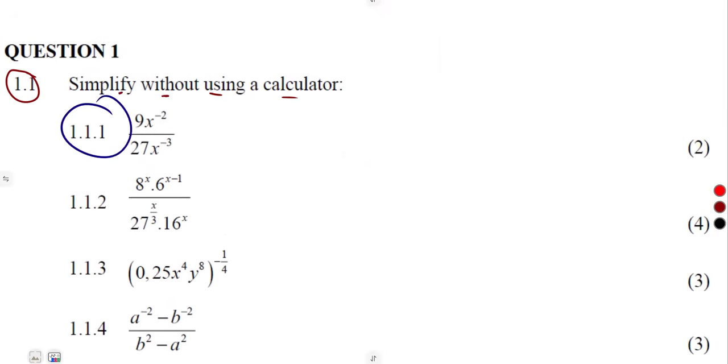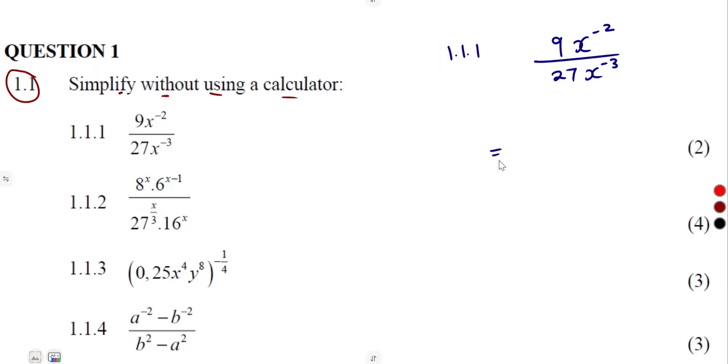The first one, that's 1.11, 9x to the exponent of minus 2 over 27x to the exponent of minus 3. Here we have division of exponents. As for the numbers, you can just look for the highest common factor between 9 and 27, which is 9. So divide by 9, that's a 1. 27 divided by 9, that's a 3.